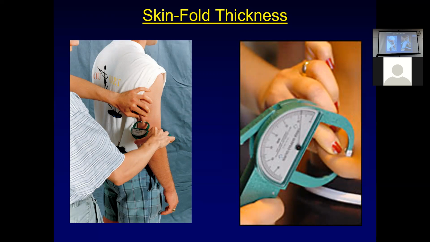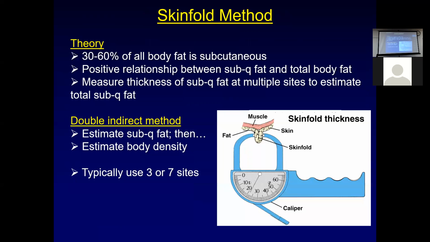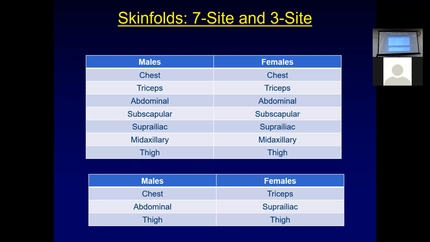But that's the general science behind this: subcutaneous fat is a reasonable approximation of other stuff. Okay? So we pinch like this, and about 30 to 60% of all body fat is sub-Q. We can use these 3 or 7 sites depending upon what we're going to do. Ideally, we do 7. Okay? We have more measurements, which provides us more accuracy.